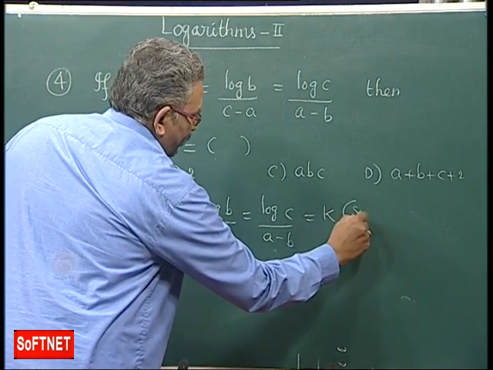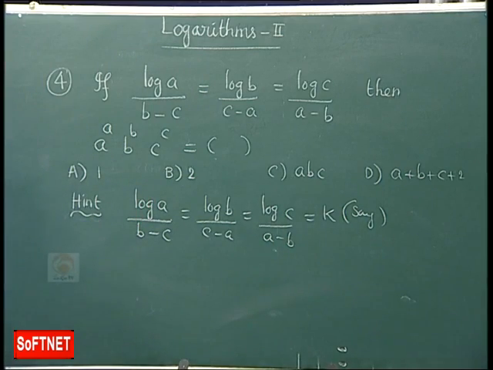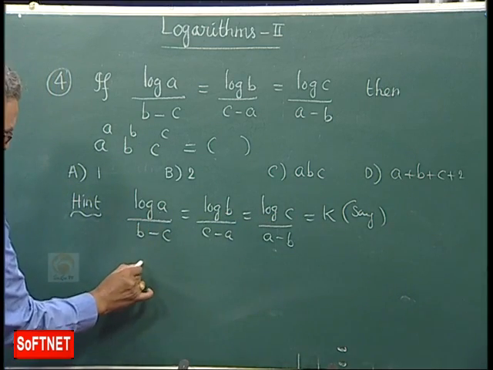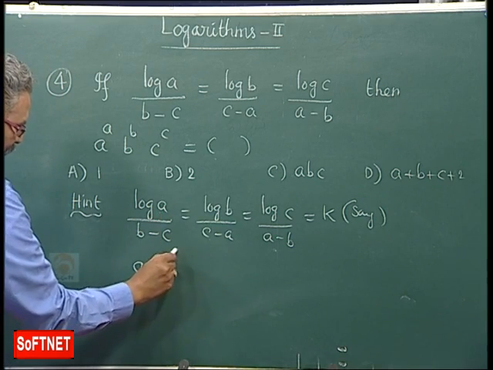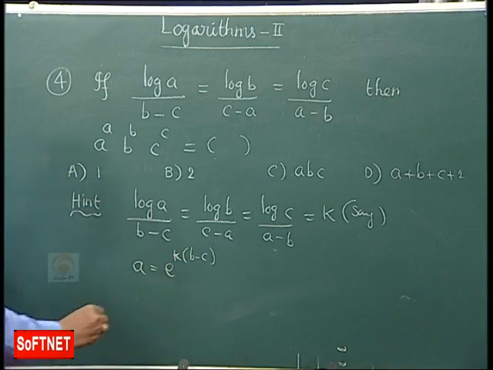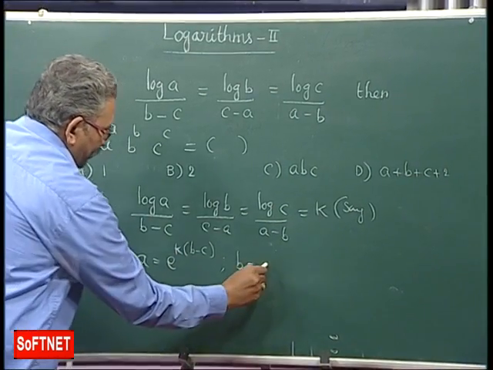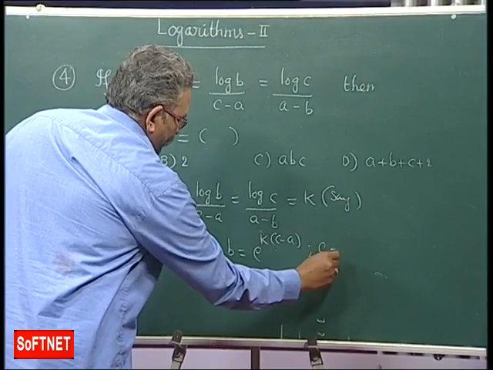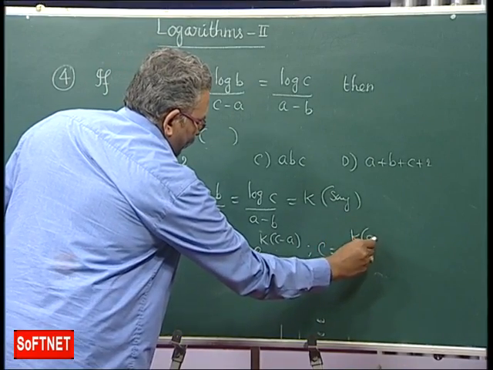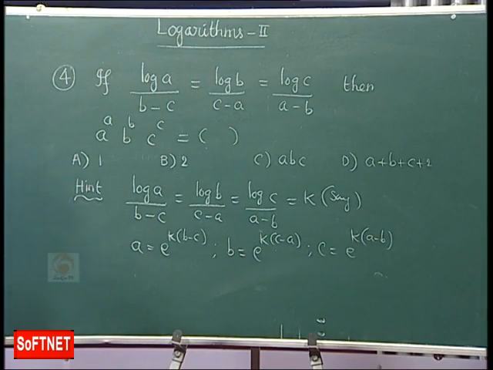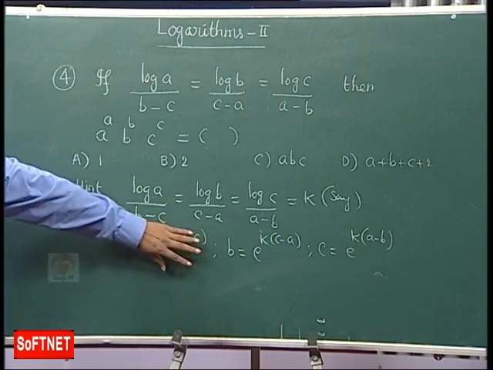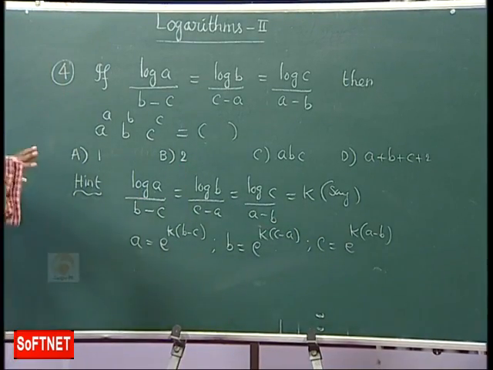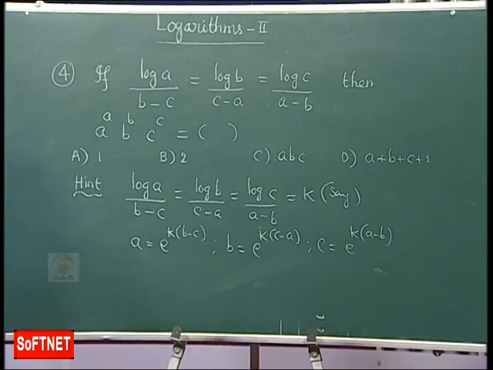This is an assumption. Let us assume. If you cross multiply, log A is equal to K into B minus C. So, A becomes, the base is E, E power K into B minus C. In a similar manner, B becomes E power K into C minus A, and C becomes E power K into A minus B. Now, what shall we do? Here, in place of the base A, substitute this value. In place of B, substitute this value. In place of C, substitute this value. So, let us substitute the respective values of A, B, C.